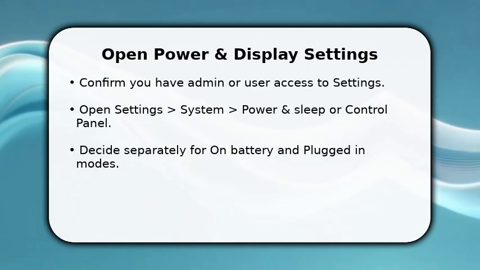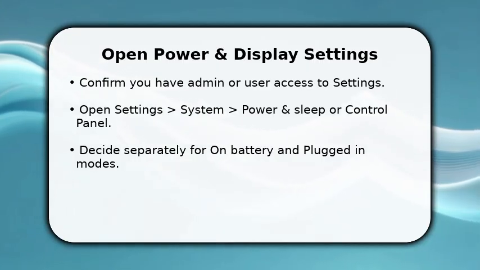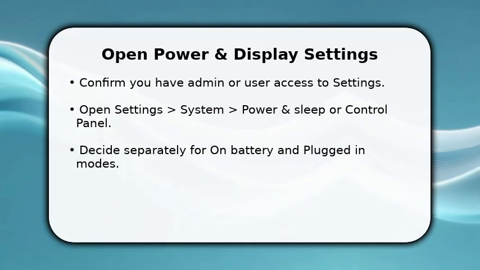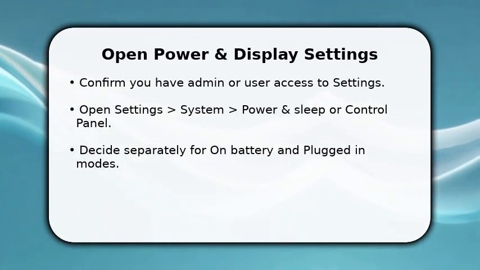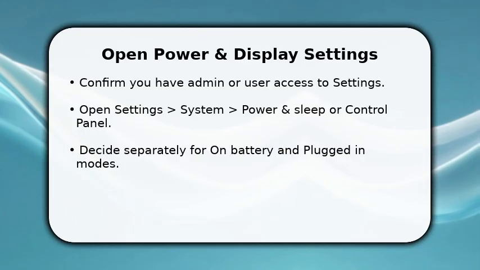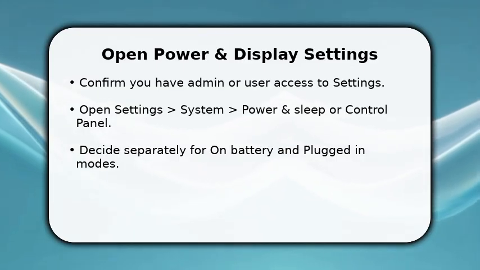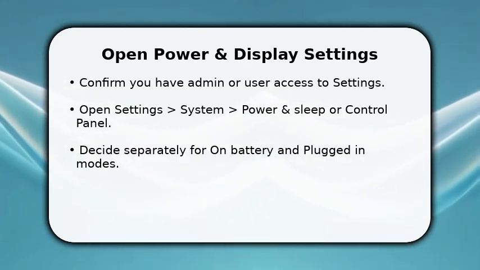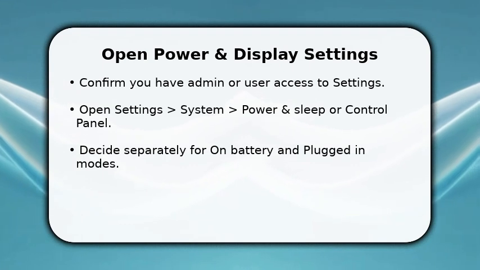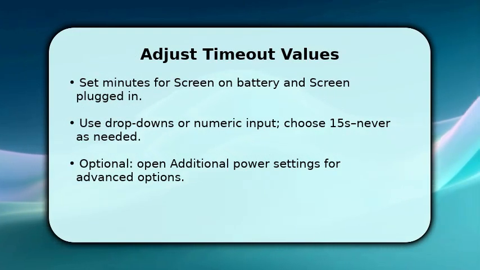Once done, look for Screen Timeout or turn off the display options. You're setting the stage, selecting the right panel so the exact timeout controls become visible and editable. Now you change the actual values. In Power and Sleep, pick the minutes or choose Never for both on battery and plugged in.